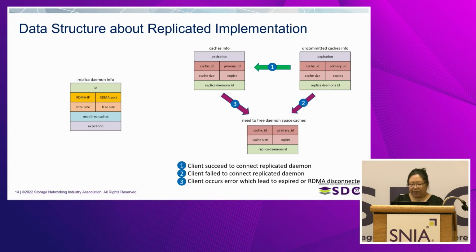If the primary client fails to connect to the replica daemon, or the client encounters an error which leads to expiry or RDMA disconnection, the committed caches info will be converted to the need-to-free daemon space caches. So that is one data structure changing its status during the different cluster states.